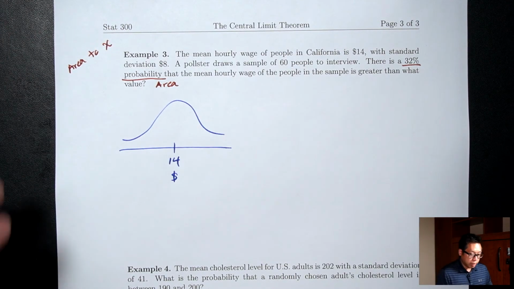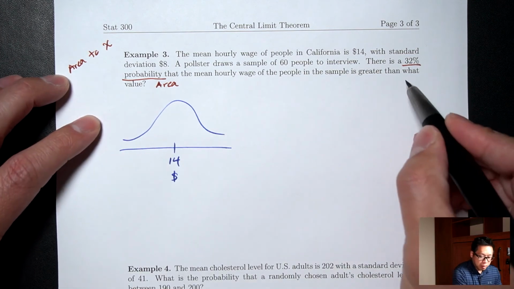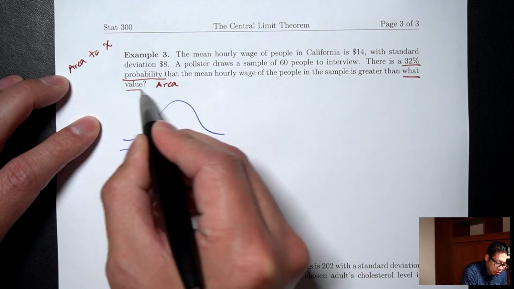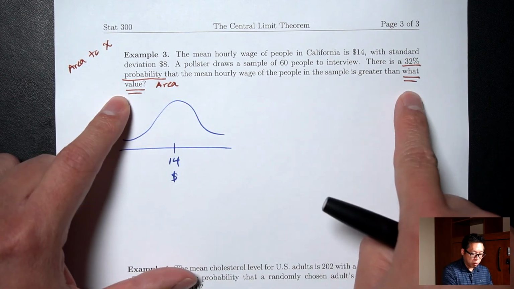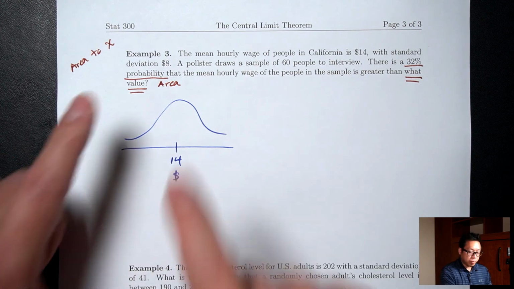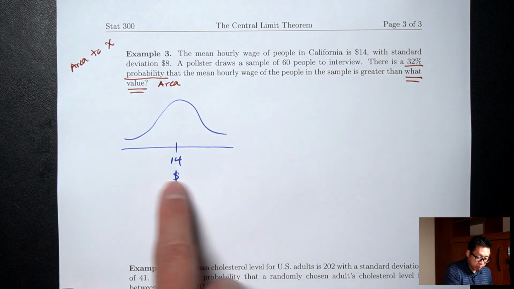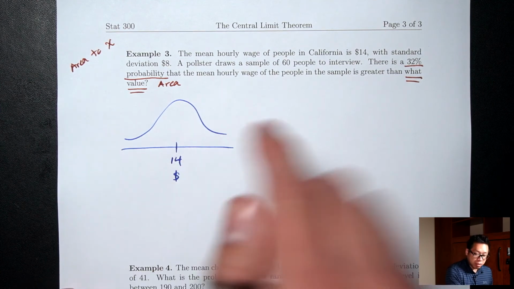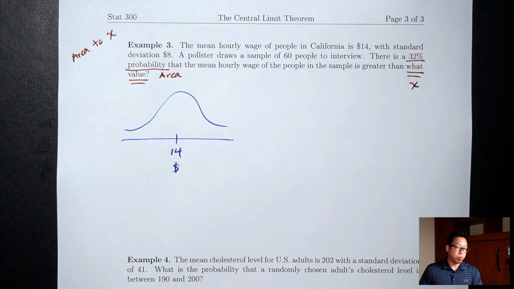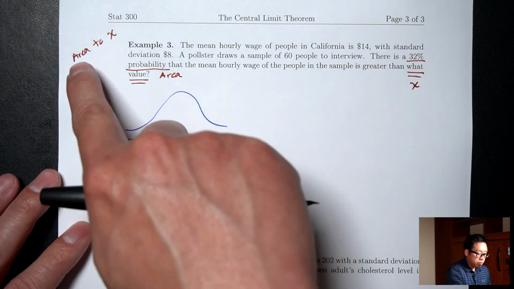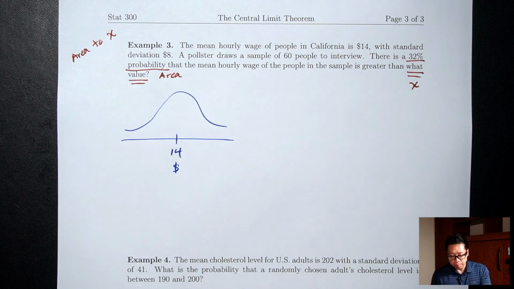Another way to think about it is I want what value when I finish the problem. That what value is referring to what hourly wage. So I want an hourly wage when I finish the question. Hourly wage, dollars, is talking about X's. I'm looking for an X when I finish the problem. So which one ends with an X? Well, area to X ends with an X. So this is an area to X question.